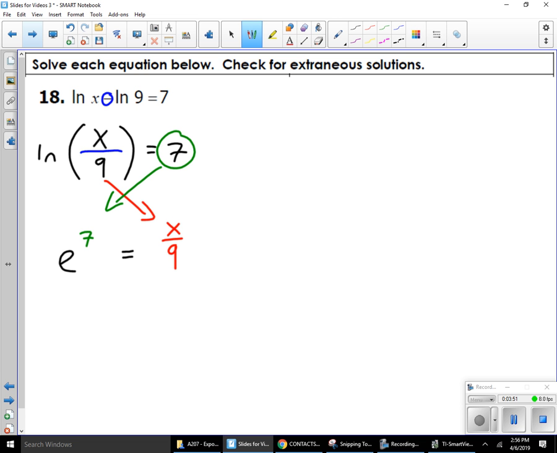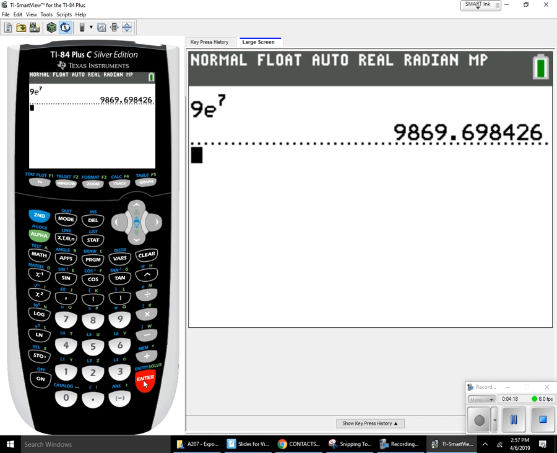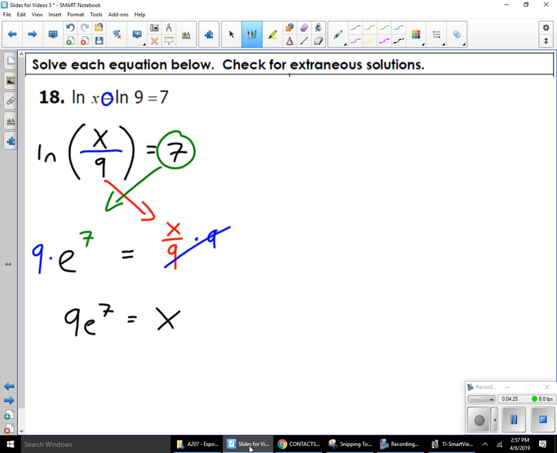X still isn't by itself here. In order to fix that, I can multiply both sides by 9. So x is going to be 9 times e to the 7th. Again, we'll need our calculator for this because that is not a nice number. So we wanted 9 times e to the 7th. We wind up with that really large number, 9,869. So let's go ahead and write that.